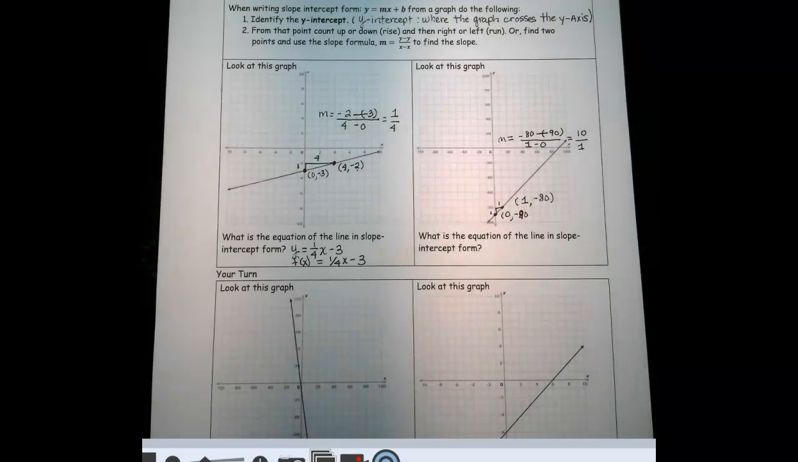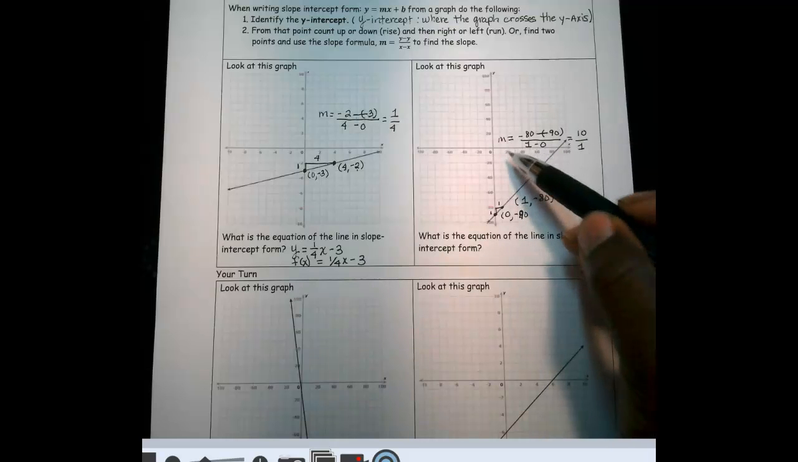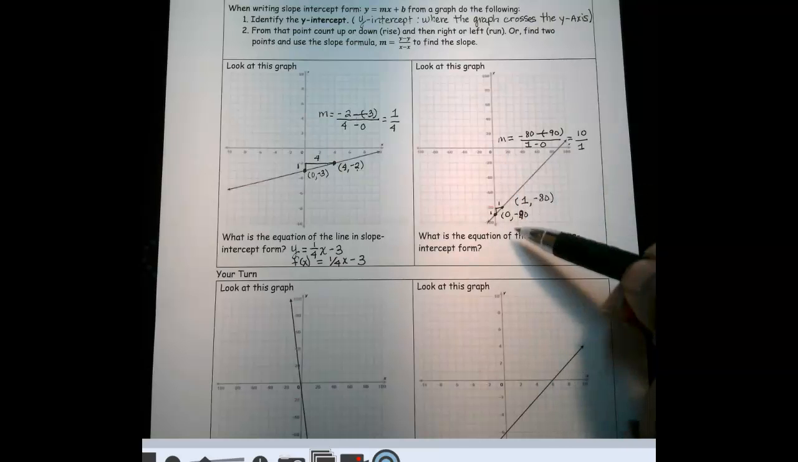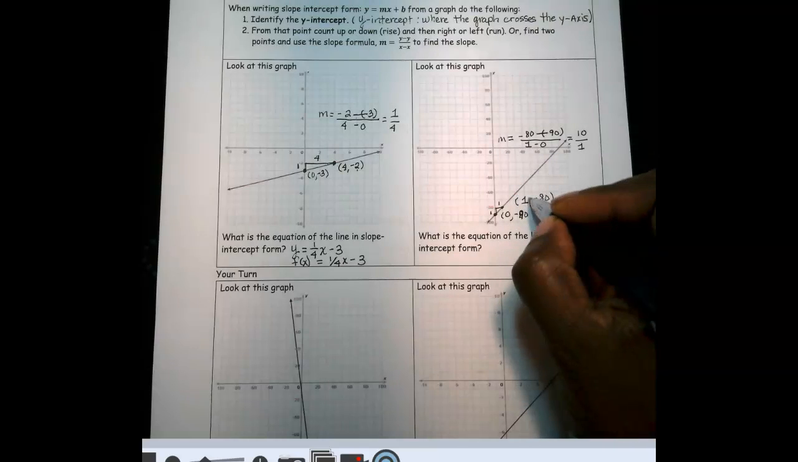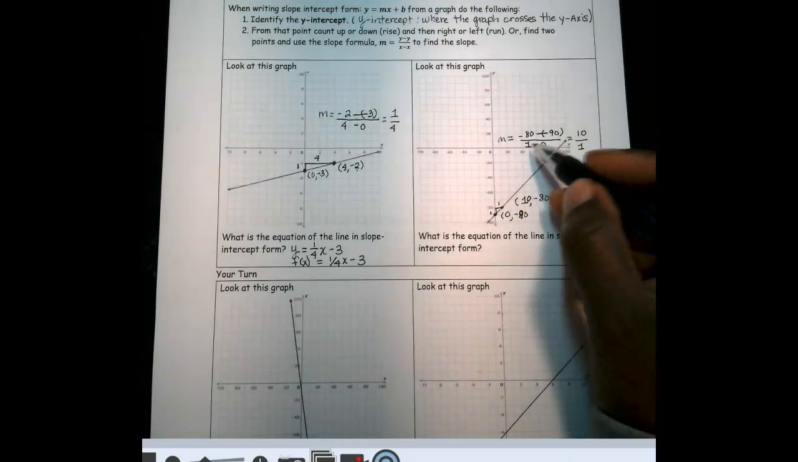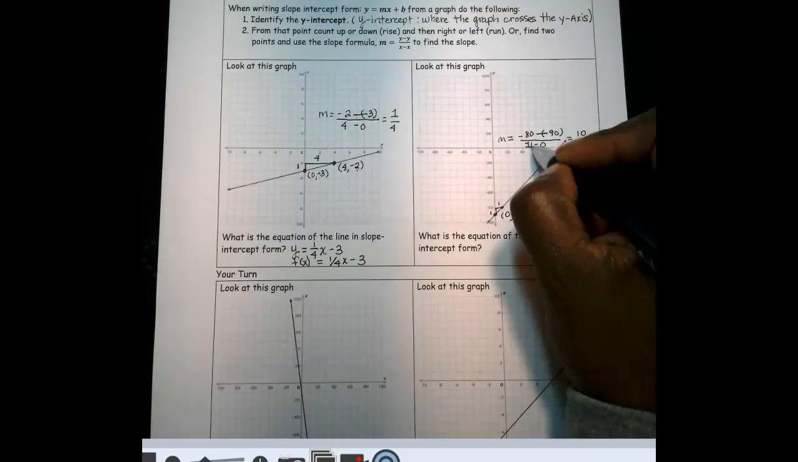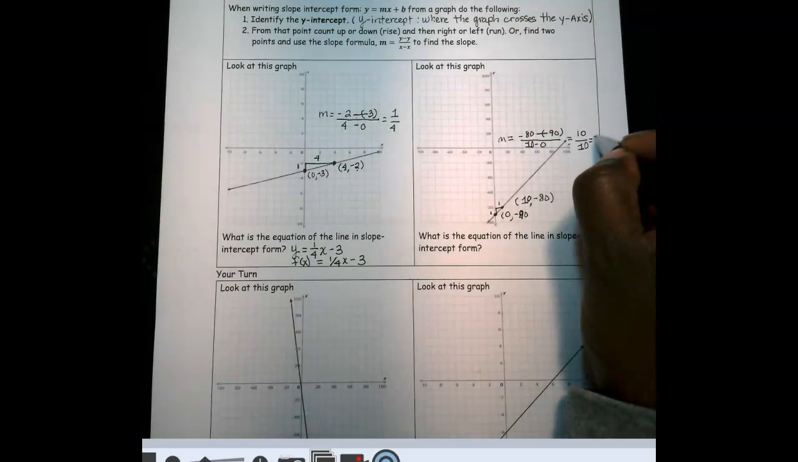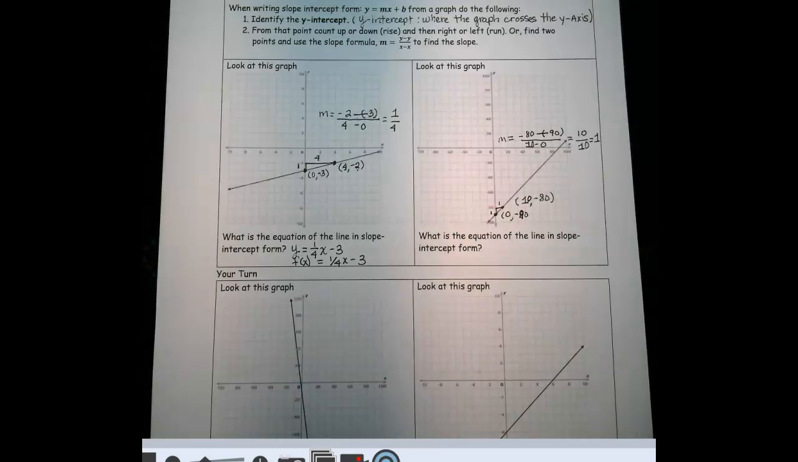Now, let's take a look at this. I did not write this ordered pair correctly. I wrote 1 instead of 10, and I should have written 10. So this would be 10 minus 0, which is 10. So our slope would be 1. And sometimes you have to go back and look at it if it doesn't look right to you.